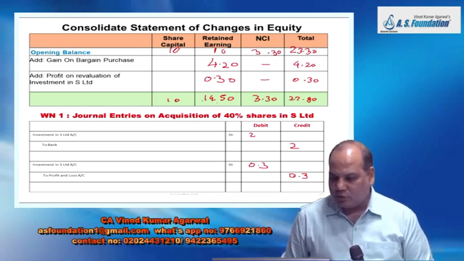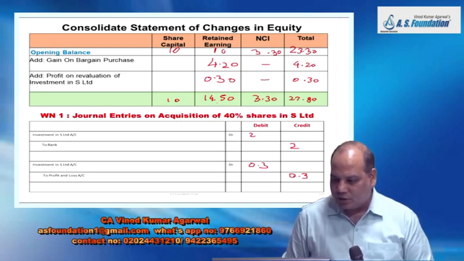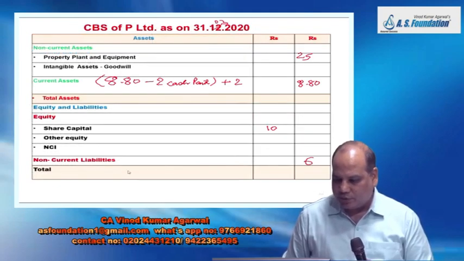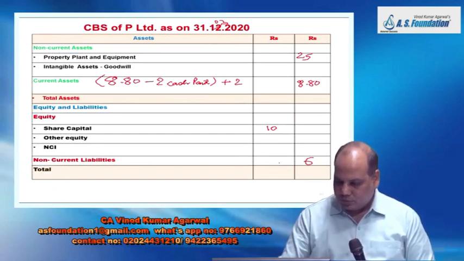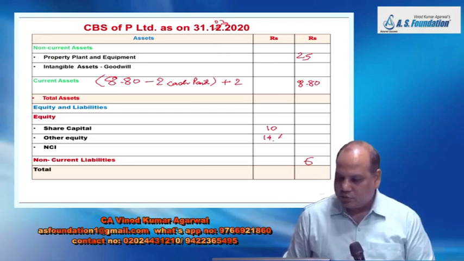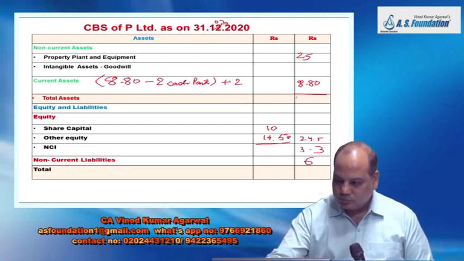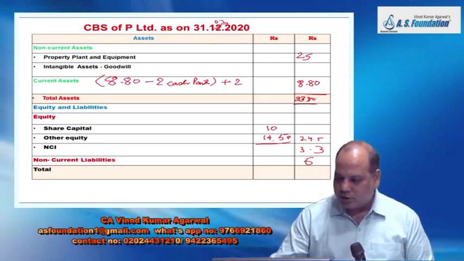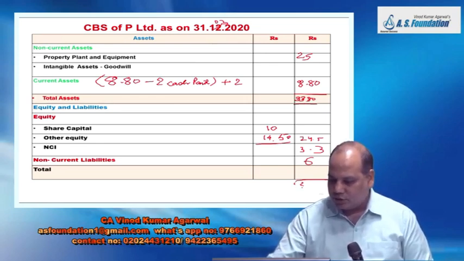So now we'll come to retained earning and NCI in the SOFP, 14.5. So total comes to, in the outer column, 24.5. NCI is how much? 3.3. So what is the total of the asset side? Total of the liability side? 33 point. Oh, amazing. Tallied.